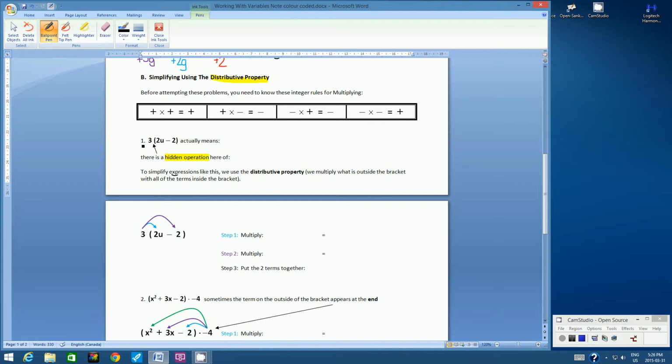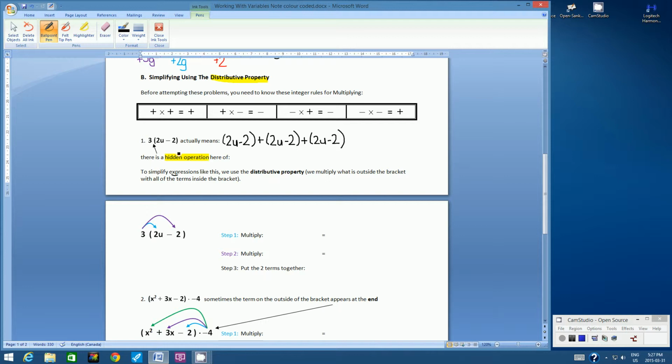So what is the distributive property? Well, let's have a look at example 1. 3 outside of a bracket, 2u minus 2, close bracket, actually means the inside of the bracket added together 3 times. Okay? So that's what it means. It means whatever's in the bracket added together 3 times or multiplied by 3.